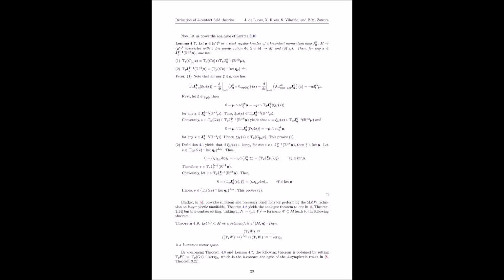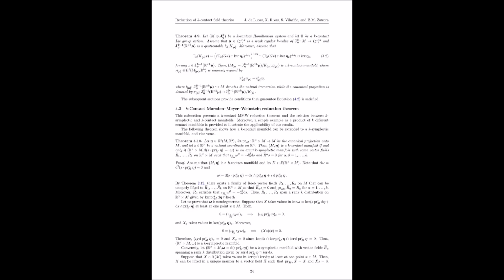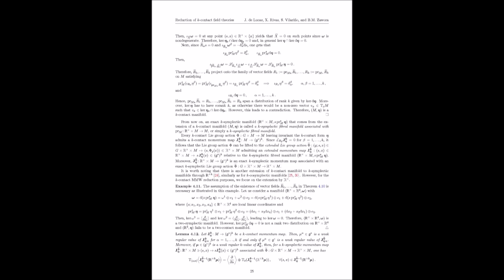Correct. It simplifies things considerably in the exact case. Okay, so we have momentum maps, exact and general, and the notion of equivariance. Now, how do we use them for reduction? The paper first discusses k-symplectic reduction by a submanifold. Right. This is a slightly more general setup before getting to the MMW theorem itself.